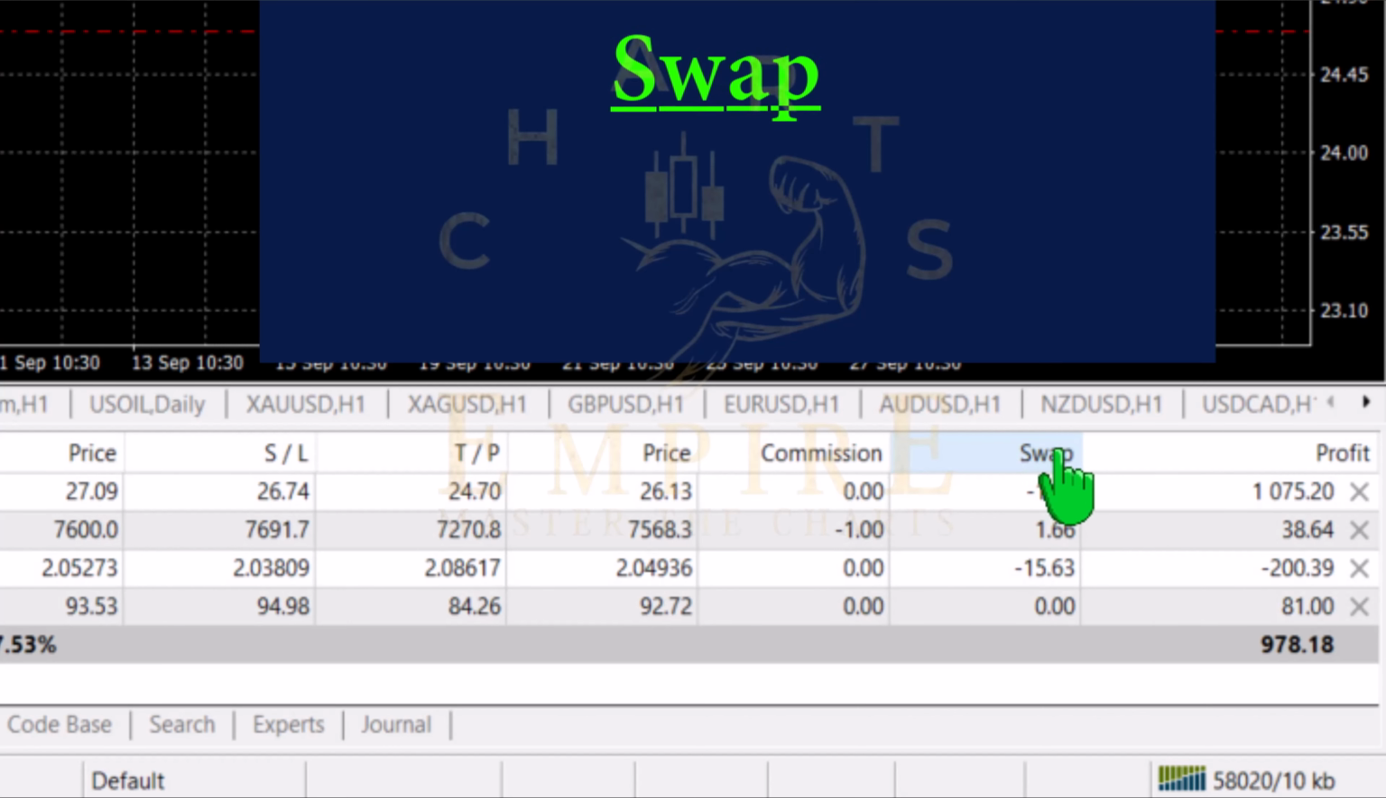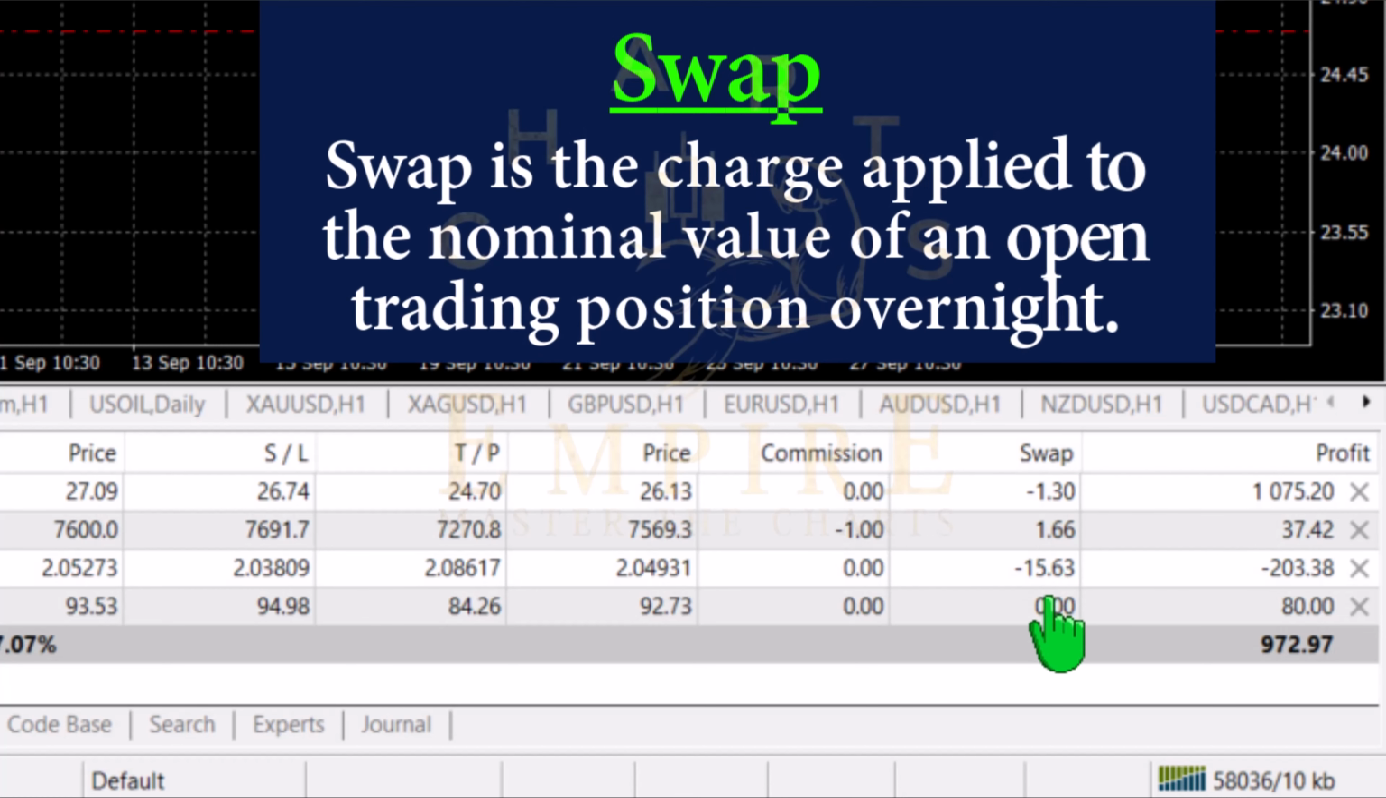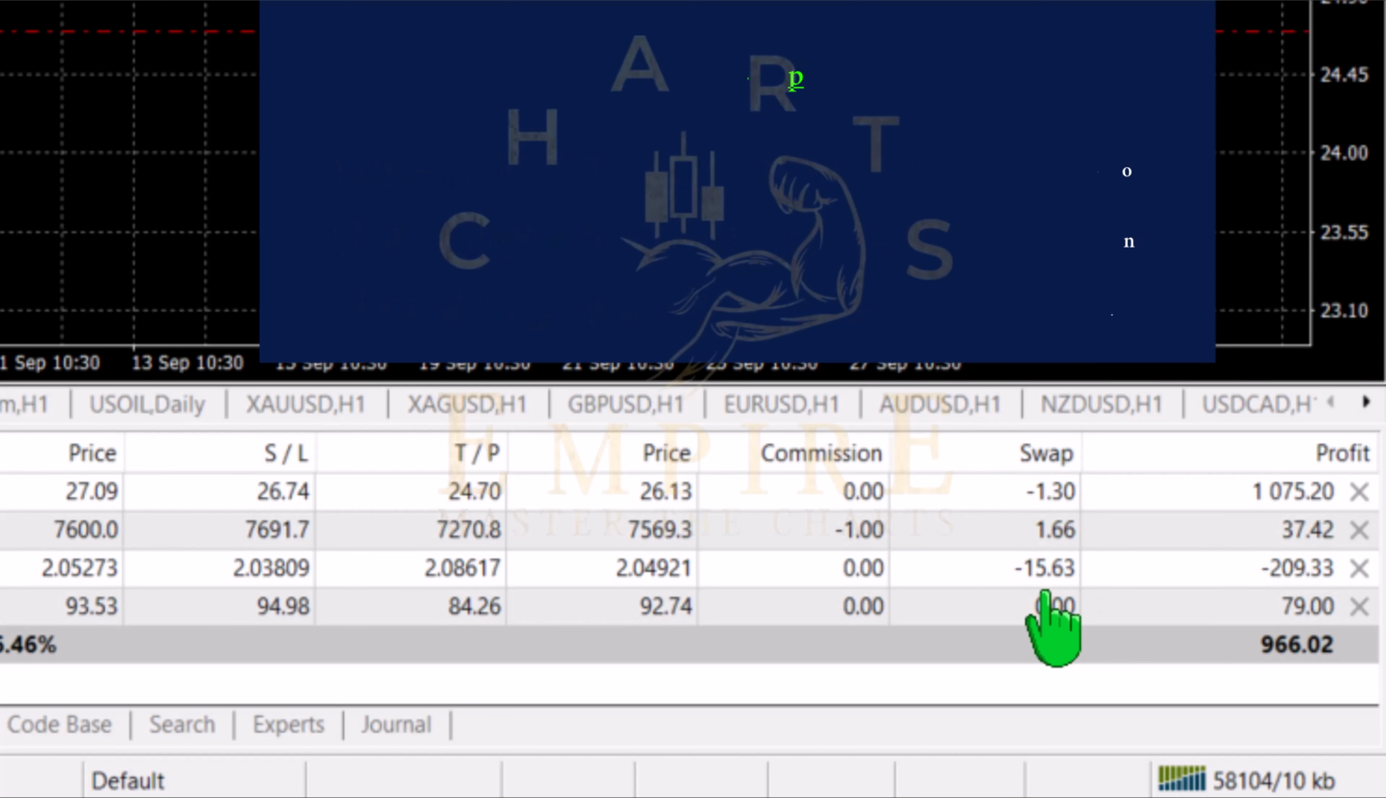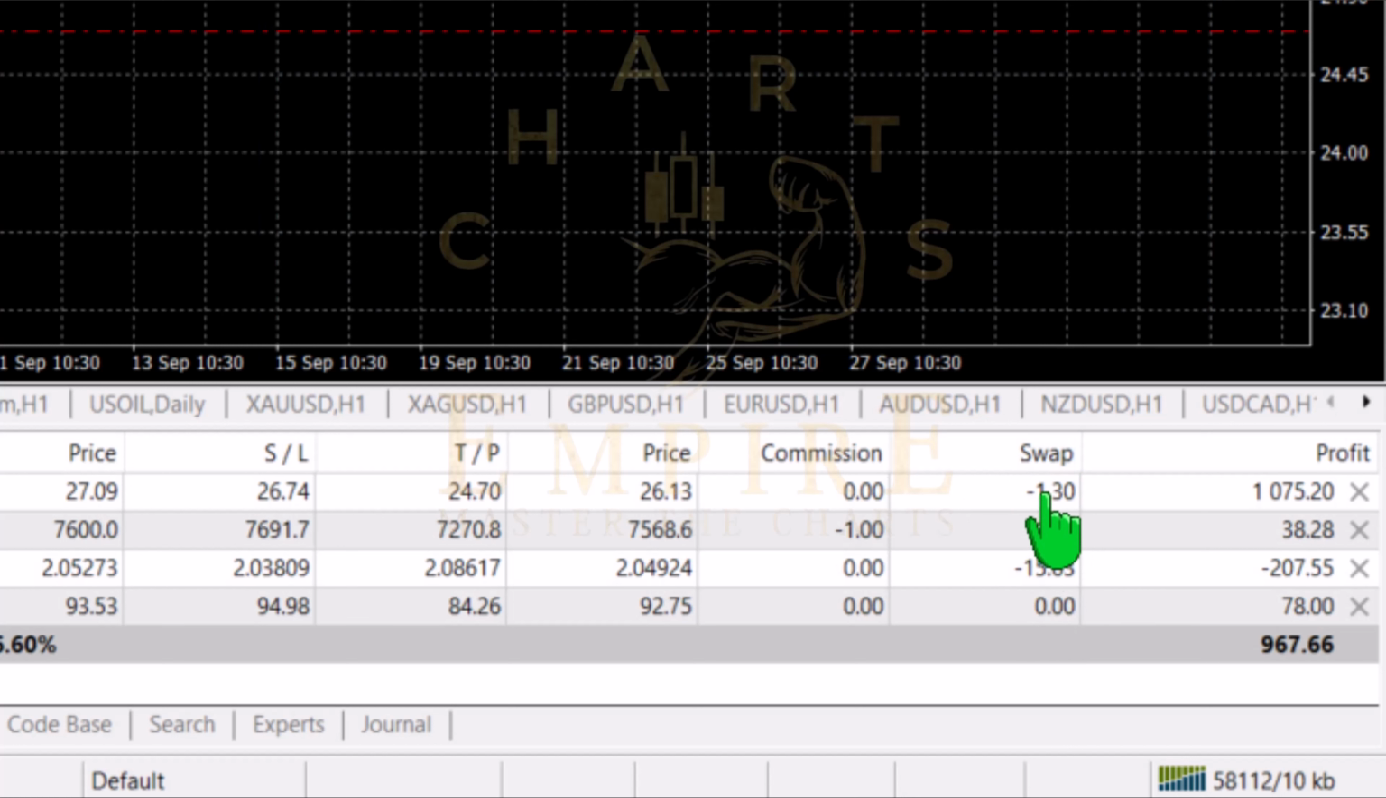7. What does the swap on your trading account terminal mean? Swap is the charge applied to the nominal value of an open trading position overnight. Swap has no effect on day traders because day traders do not hold on to their positions overnight. Day trading involves closing an open trade in profit or loss before the end of the daily market trading activity. However, it has an effect on swing traders.